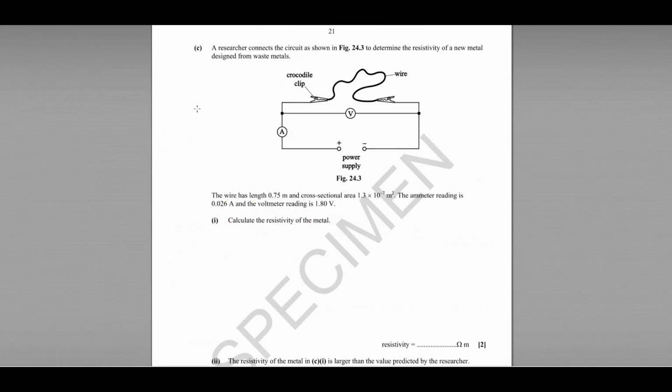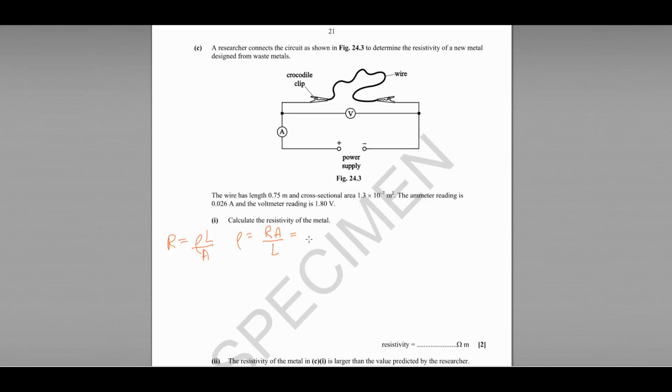Part C gives us a circuit connected by a researcher who's trying to determine the resistivity of a metal designed from waste metals. We're given the length, cross-sectional area of the wire, and the current and voltage readings for the wire as well. We're asked to determine the resistivity of the metal. So your formula sheet will show you that resistance R is equal to the resistivity rho multiplied by the length L divided by the area A. We need to rearrange that equation to give us the resistivity is equal to the resistance multiplied by the area divided by the length.